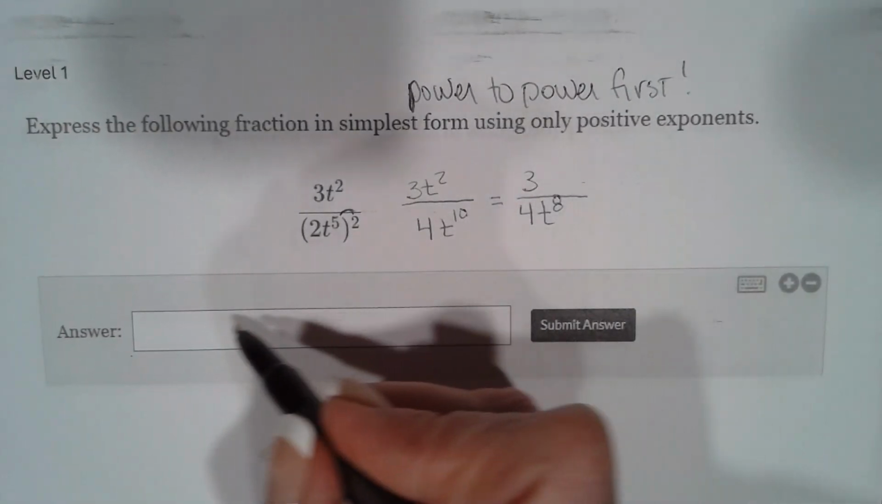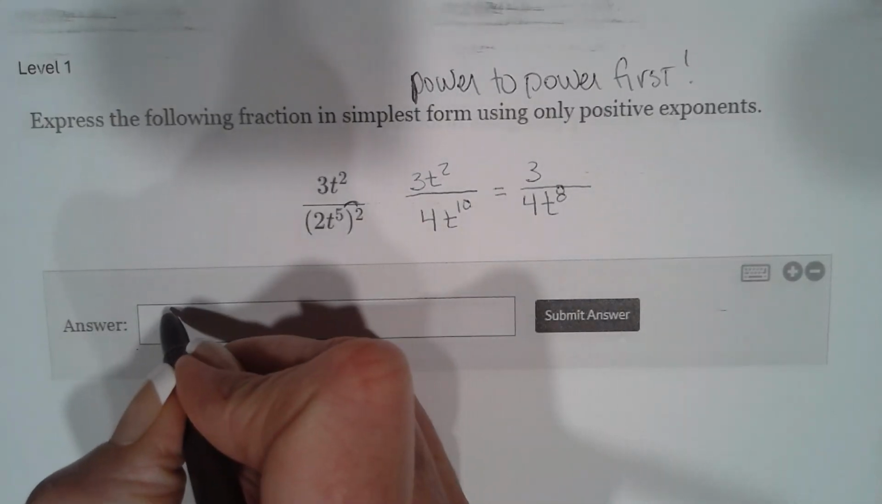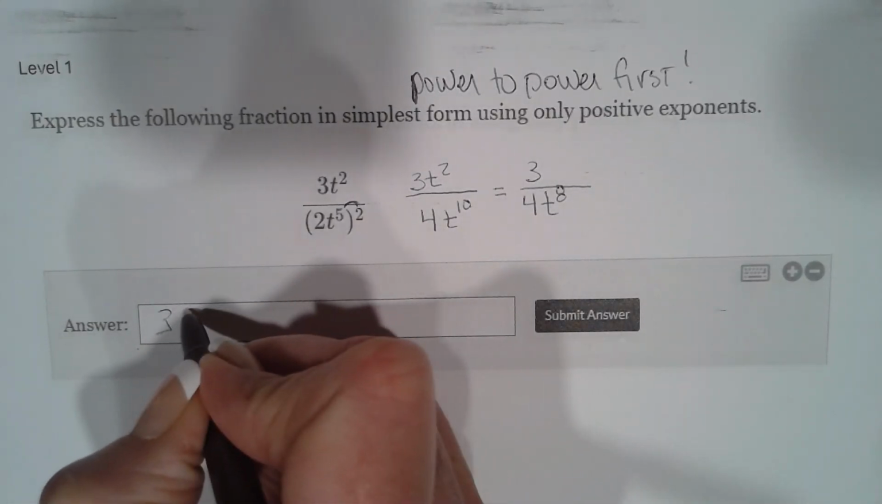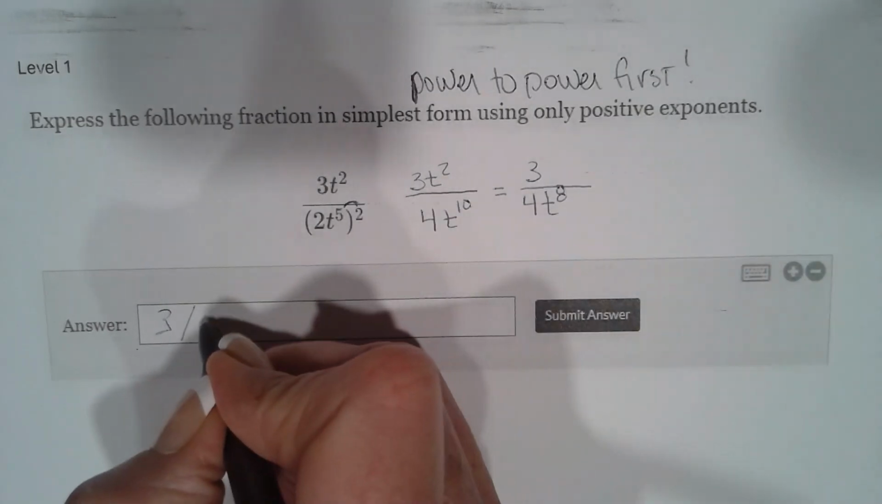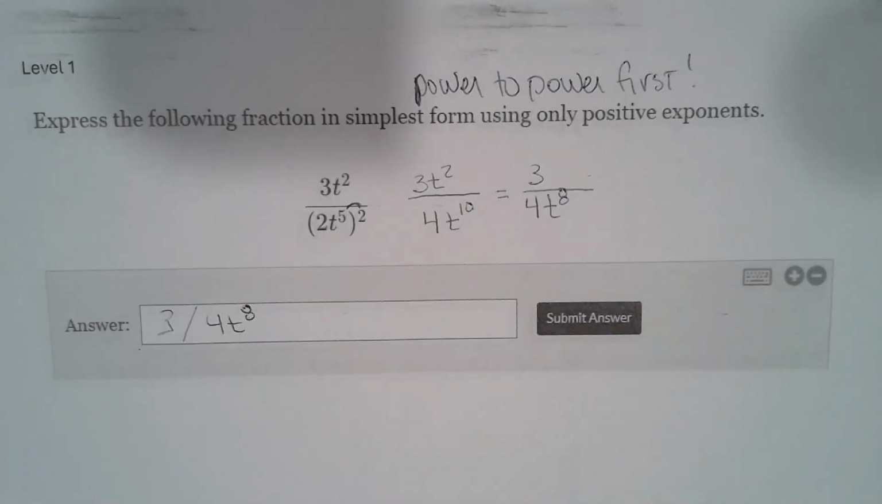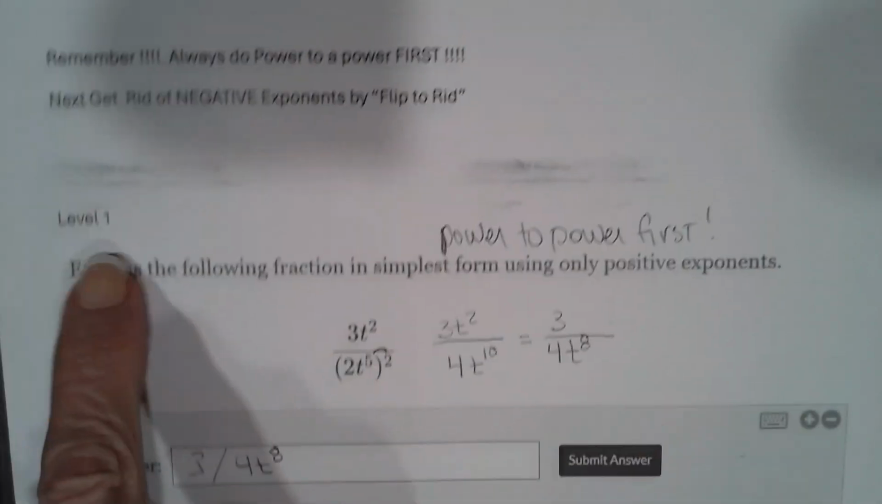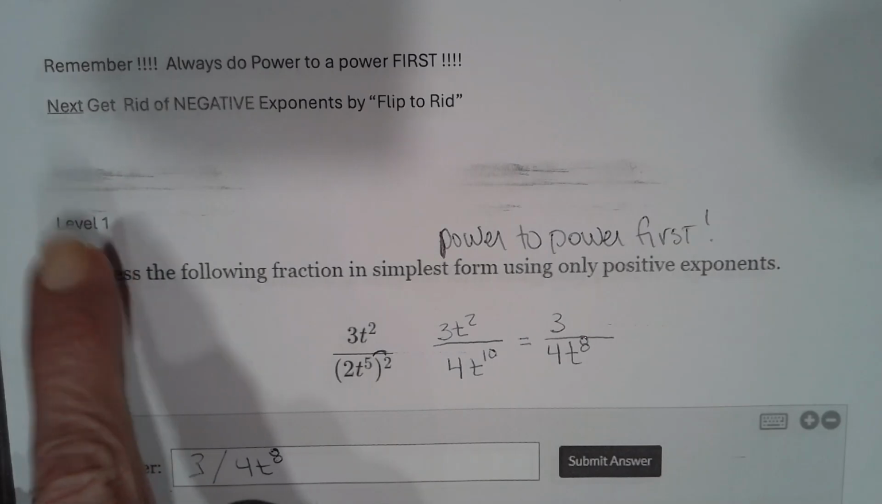And when you went to put that in there, you guys have done this before, but I think you would do 3, and when you hit the division bar, it'll make a division bar like this, and then you would do 4t to the 8th. Okay, so this is going to be your first level. I think you might have 5 or so of these.